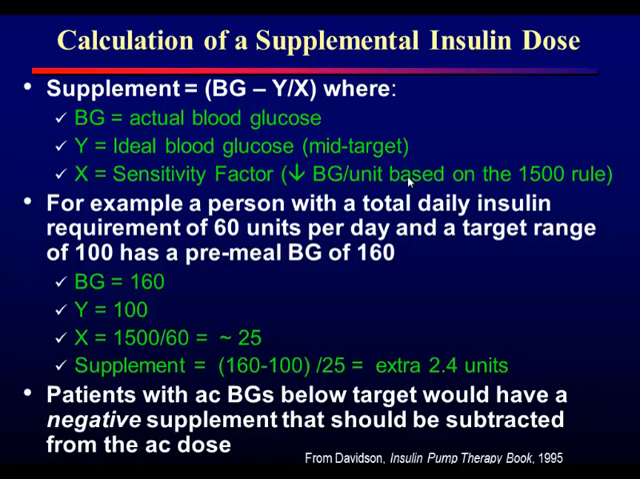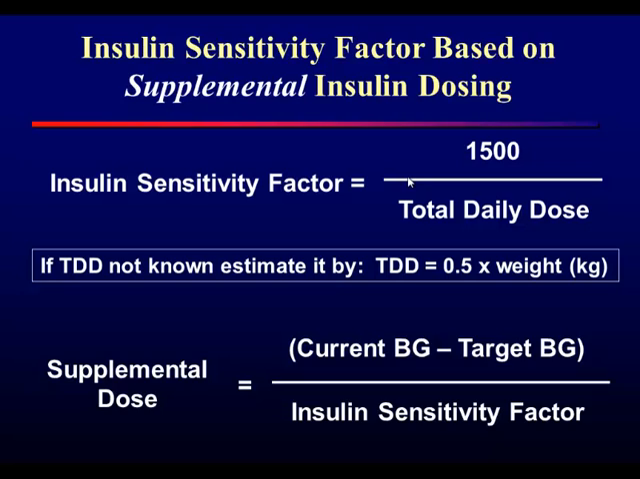So the formula is: you figure out what the actual blood sugar is, you figure out the ideal blood sugar, the mid-target, and you try to get there. For example, in this case the blood sugar is 160 and the target, the mid, would be 100. So you want to drop 60. You divide 1,500 by the total daily dose. This patient is taking 60 units a day, so 1,500 divided by 60 is 25. So one unit drops the blood sugar 25. You want to drop 60, so 60 divided by 25 is about 2.5. You round down to 2 units.